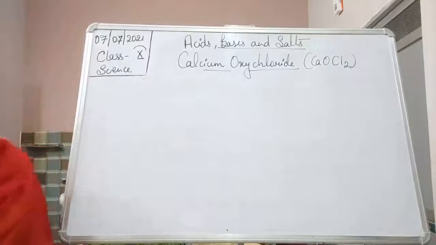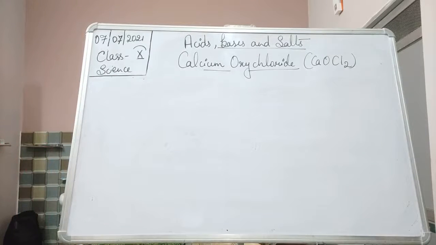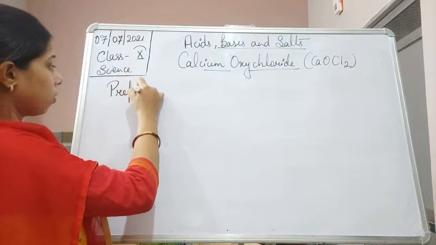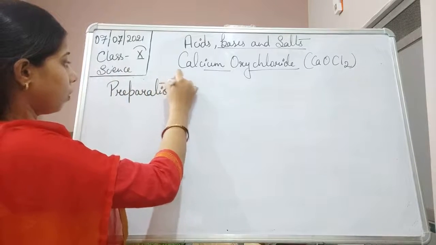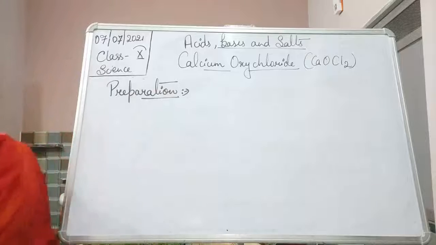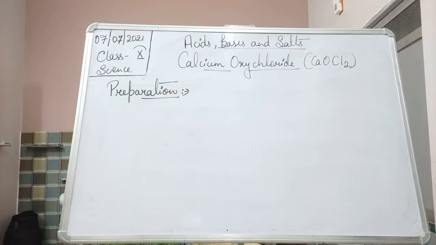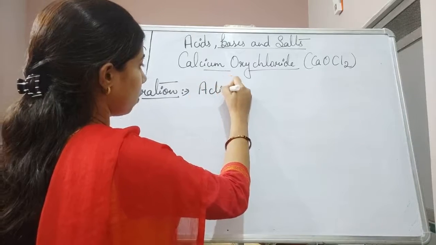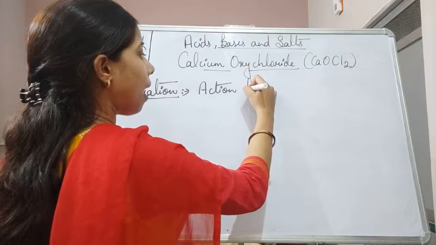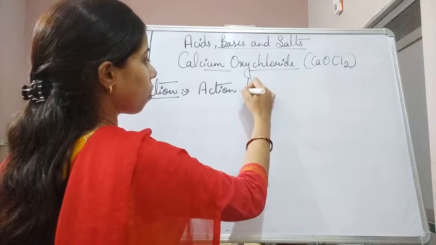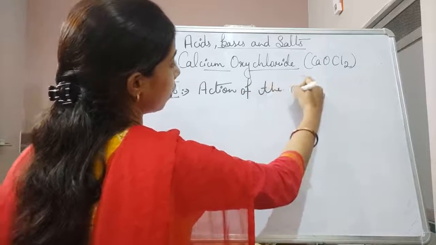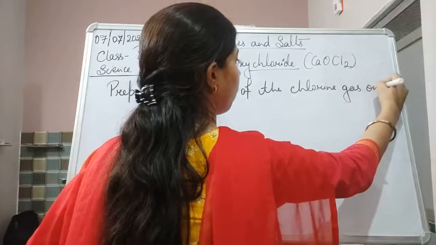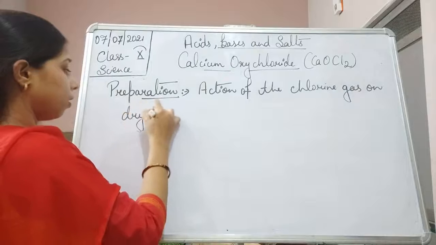So, here preparation. Now let us see here, students, the action of chlorine on dry slaked lime. So it is prepared by the action of the chlorine gas on dry slaked lime.